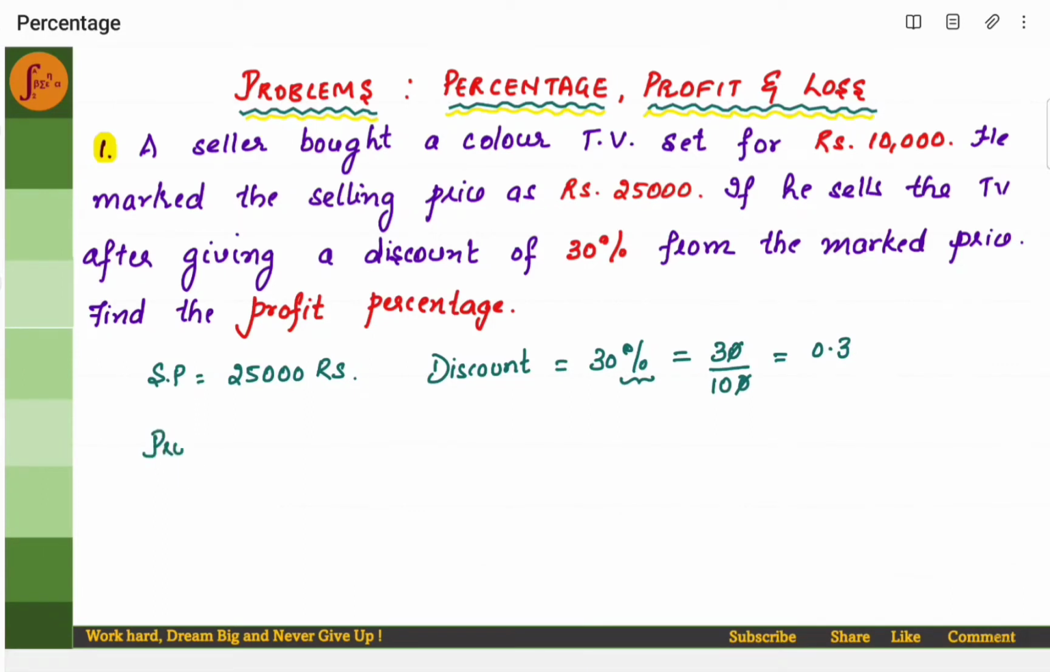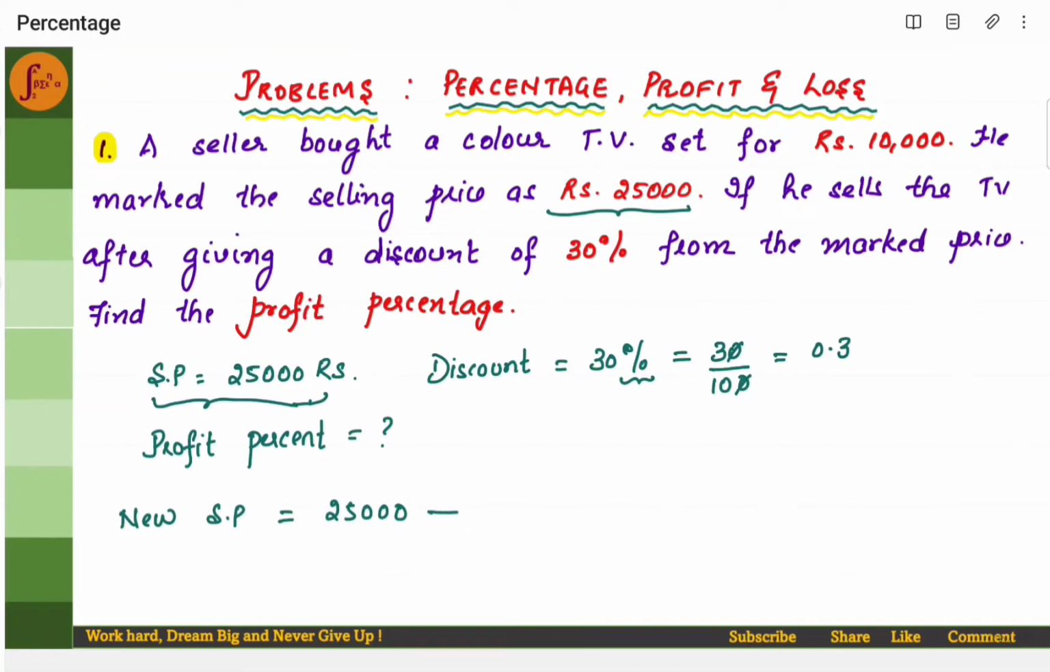Find the profit percentage. What is it that we have to find? We have to find profit percent. So, let's come up with the new selling price. This is just the selling price that is written on the TV. But the new selling price is actually 25,000 minus. Why minus? Because he's decreasing the price here. Discount means he's decreasing the price. So, 25,000 minus 30%. How much is he reducing it by? 30% is 30 by 100. 30% of what? 30% of the marked price, which is 25,000.